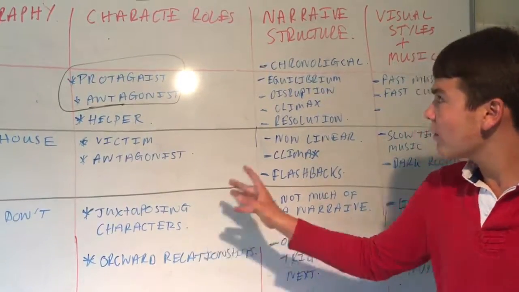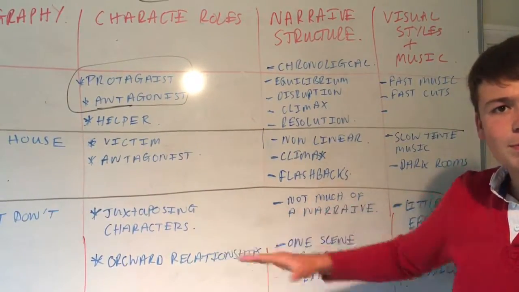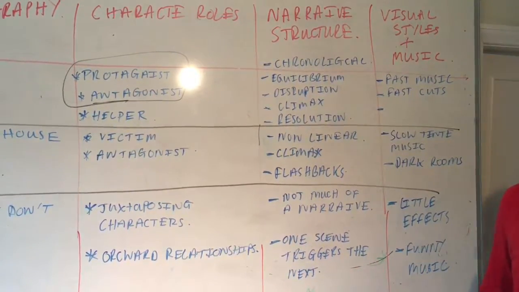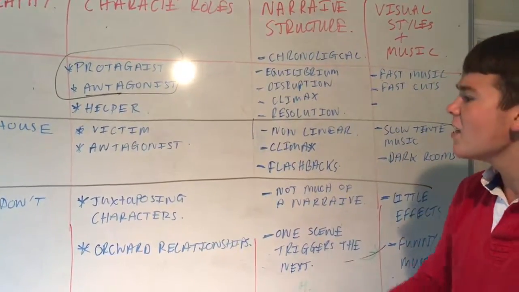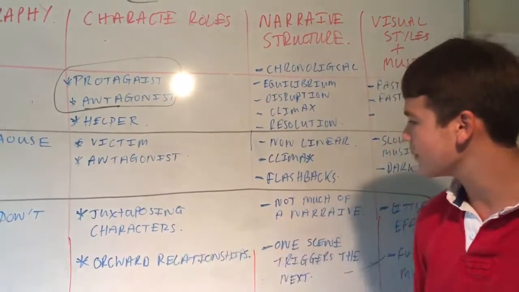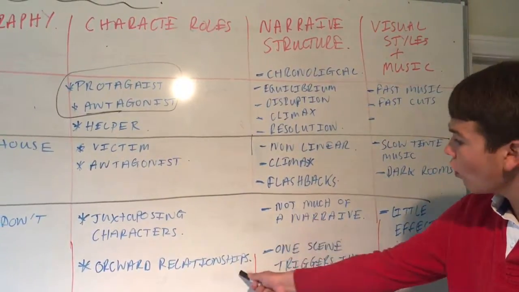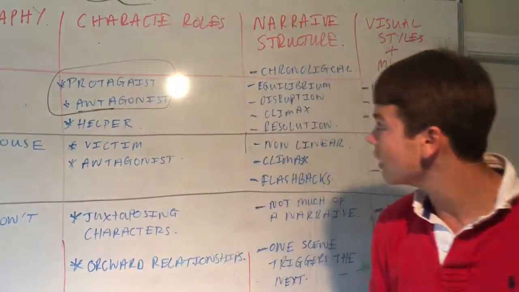Comedy. Now, character roles in comedy genres, they're often juxtaposing characters, which means they're opposite characters. You might have someone who's really posh and outgoing, and you might have someone who's a poor person on a street or something. They're opposite characters, juxtaposing characters. Often they have awkward relationships because, of course, that's what makes it funny. It makes up that comedy genre.